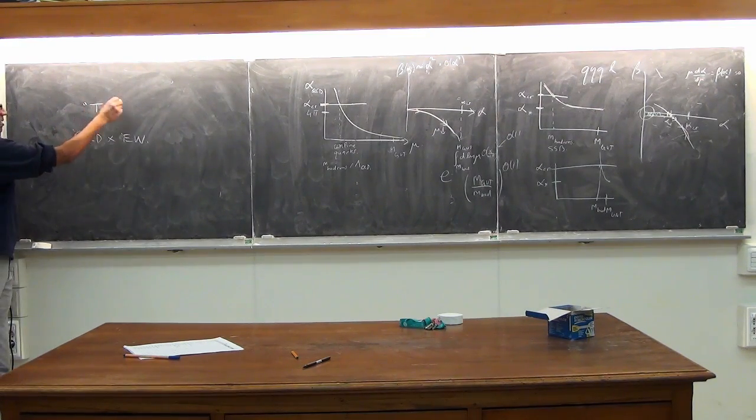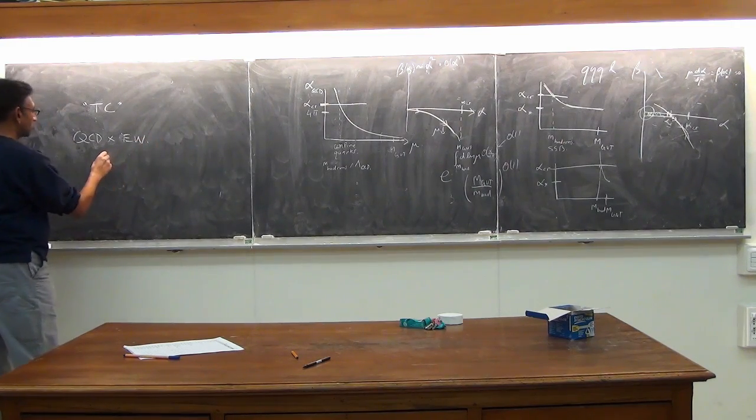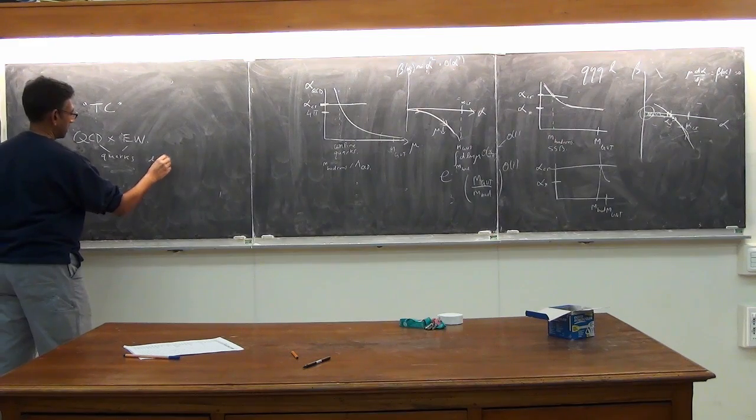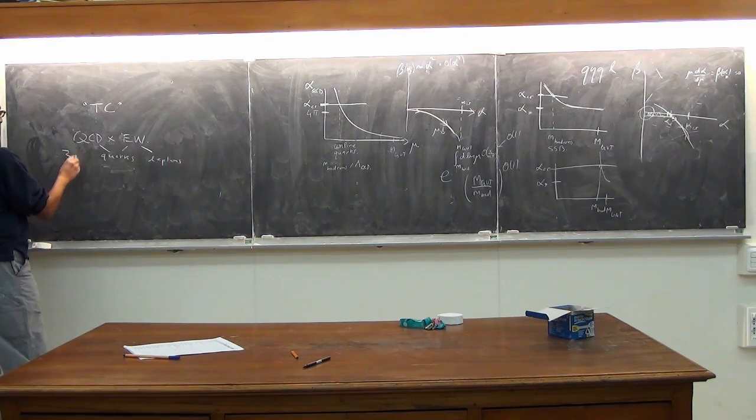Technicolor, let's put a prime on it because it could be some variant in many different possible variations. New strong dynamics of some sort. It's not this force, it's some new strong force. Now, we have standard quarks which carry both of these, and we have standard leptons which carry this, and of course we have 3 generations of these.